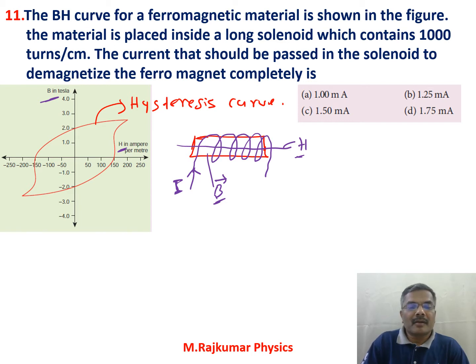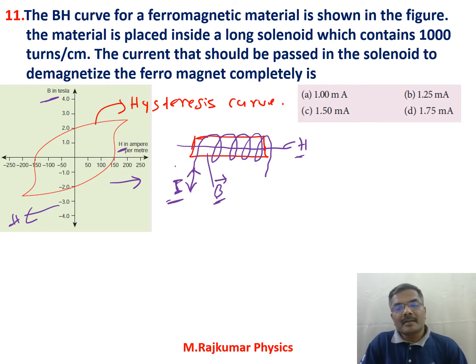H depends on this current. When I pass current in this direction, this H will be in this direction, so it will be increasing along the x-axis. When I reverse the current in the opposite direction, this H will be in the opposite direction, so this will be minus H. When I pass current in this direction, it gets magnetized, and when I want to demagnetize the material, I have to pass the current in the reverse direction, so that I get this minus H. H is in ampere per meter, that is, how much ampere I'm giving per meter of this coil.